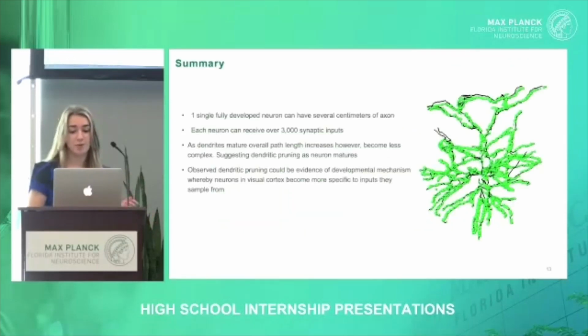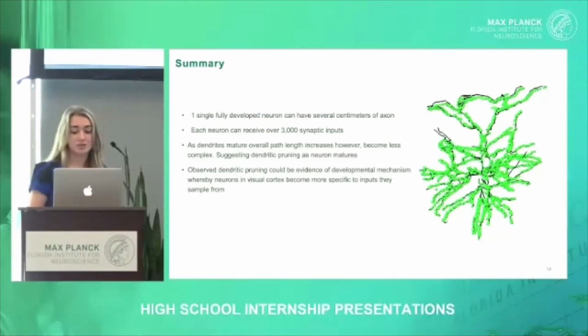In summary, if one neuron can have 6 centimeters of axon, the neuropil within the brain is very dense. Further, each one of these neurons can receive over 3,000 inputs. This function occurs through the spines highlighted in the image to the right. This is where the dendrite can receive information.